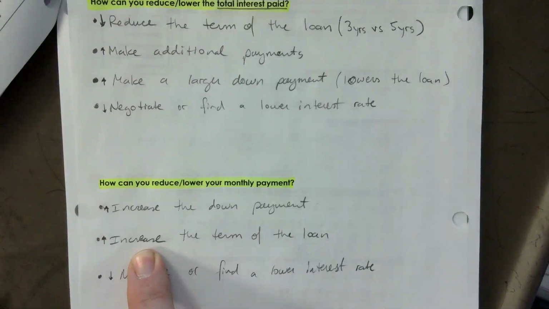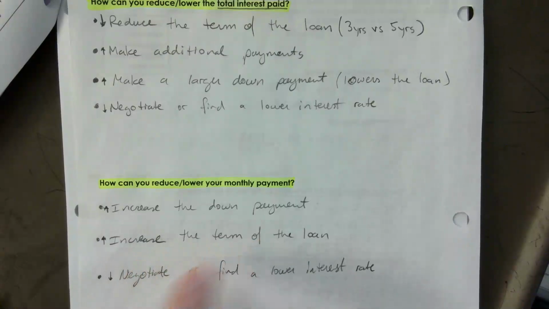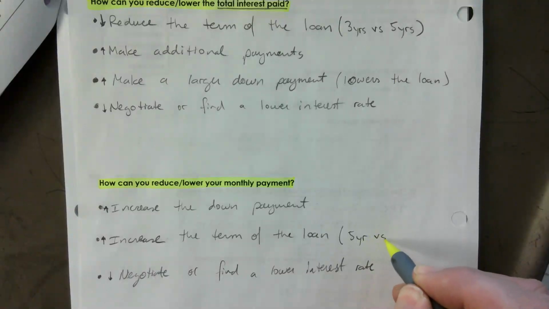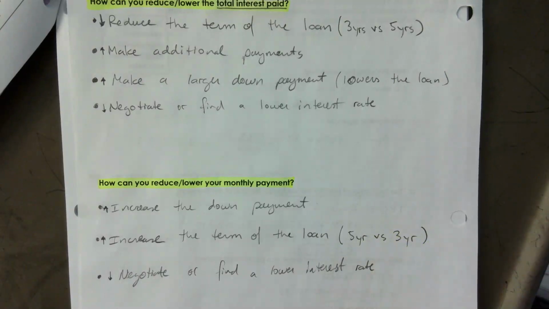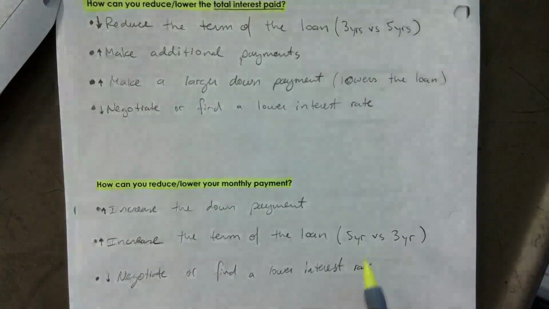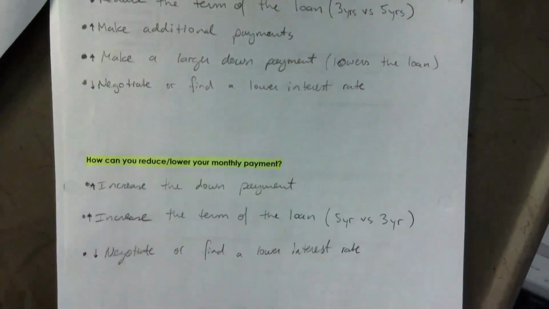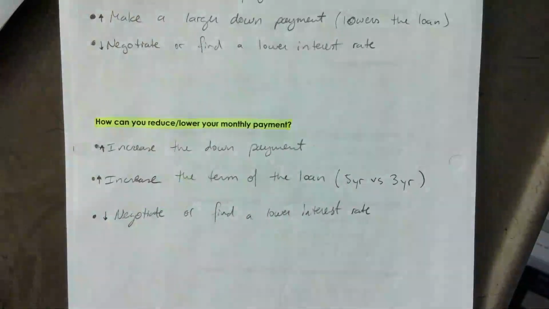Secondly, make sure you write this down before you go today, okay? Increase the term of the loan. So you actually tell the bank, no, I want a 5-year loan versus a 3-year loan. You're actually saying, I want to take longer to pay it off. The longer you take, the smaller your payments are going to be. But you're going to pay for it, guys. The longer you take to pay something off, the more interest you pay. And you can negotiate or find a lower interest rate.